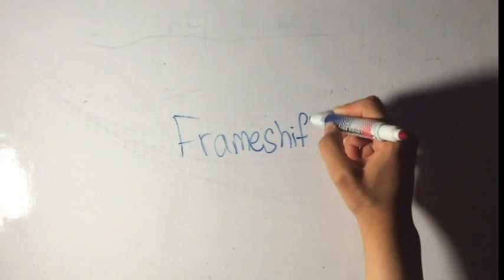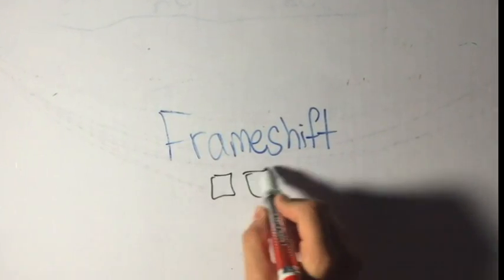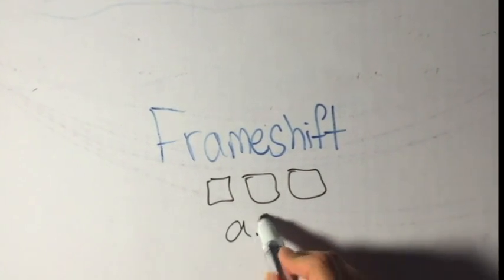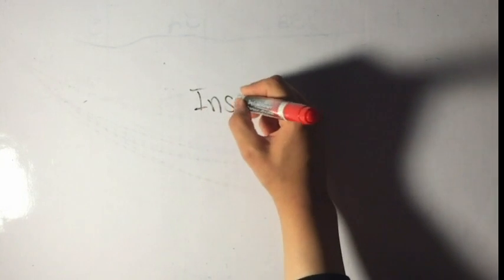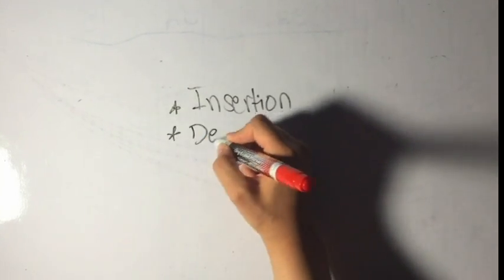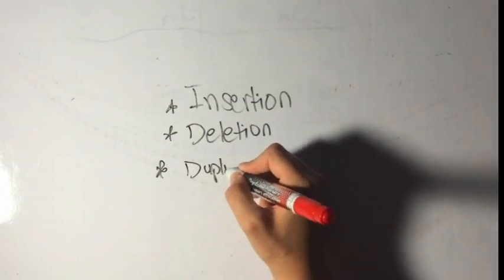The second type of mutation is the frameshift mutation. This type of mutation occurs when there is an addition or loss of DNA bases. This mutation shifts the grouping of these bases and changes the code for amino acids. There are three types: insertion, deletion, and duplication.